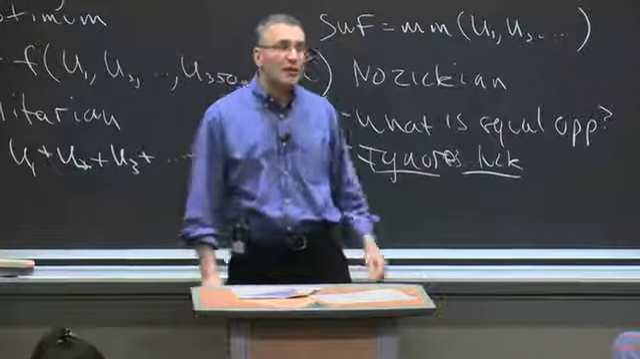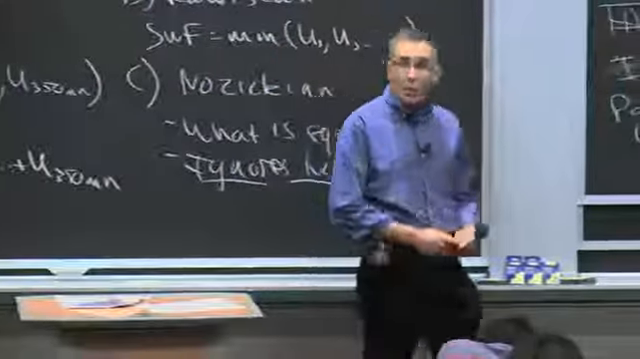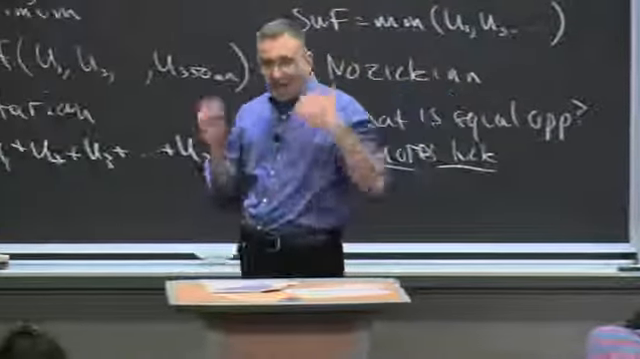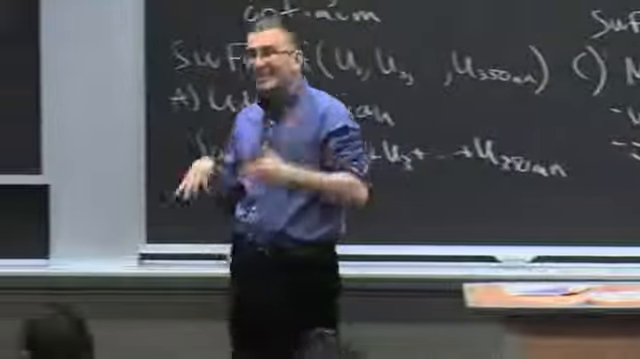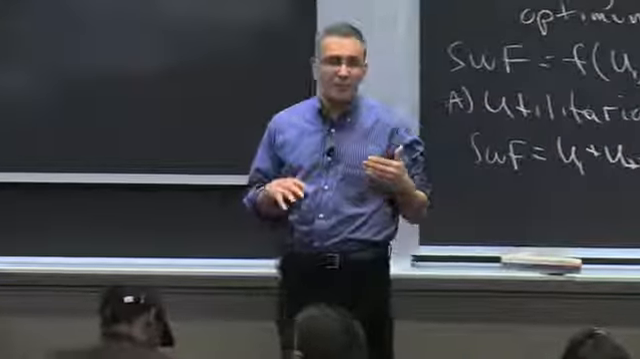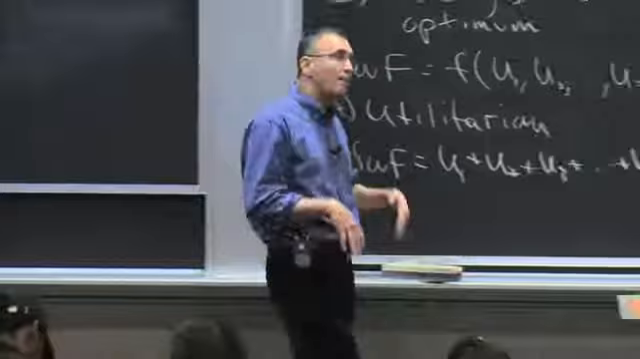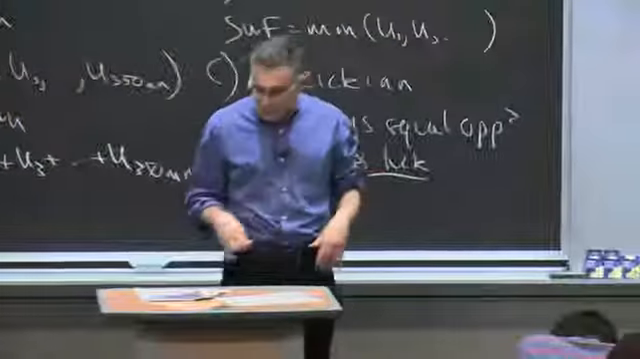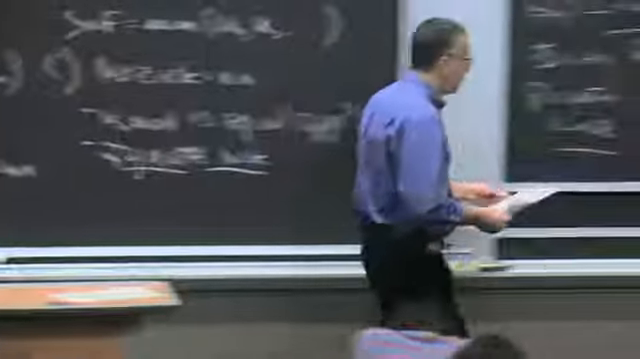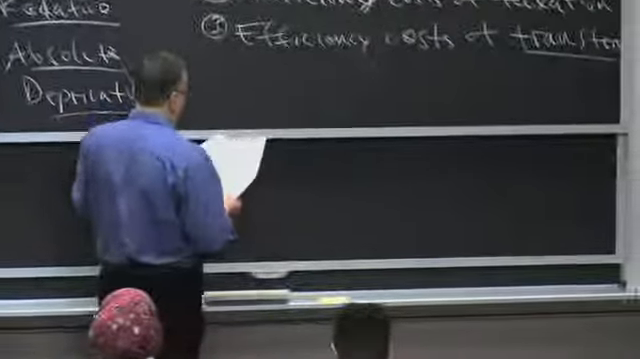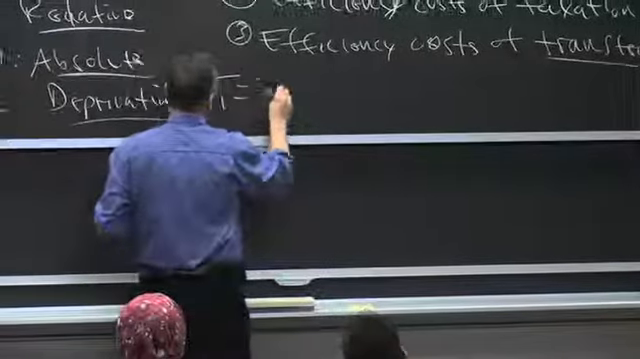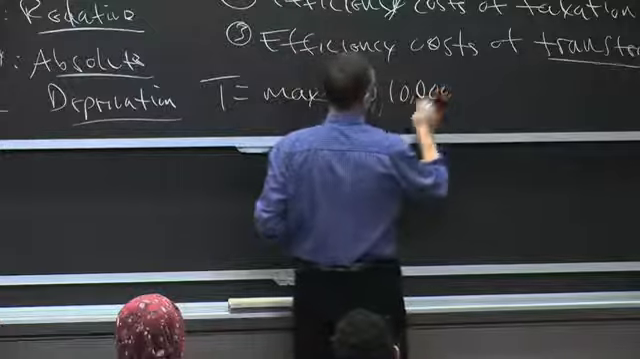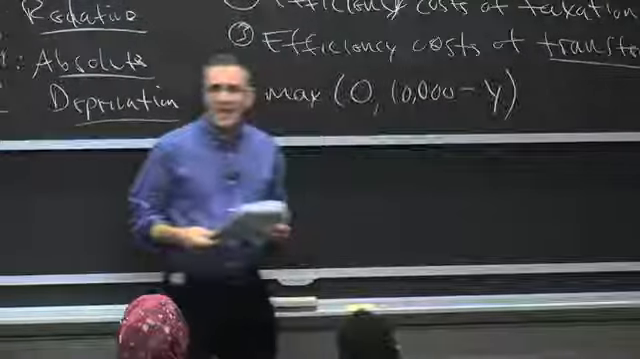The first is a transfer program to the poor. We're worried about poverty. So we're going to have a new program that says that every American gets at least $10,000. Everyone gets $10,000. But as their income goes up, we're going to take that away. So essentially we're going to have a transfer program of the form: the transfer you get is the max of 0, comma, 10,000 minus your income. That's our transfer program.